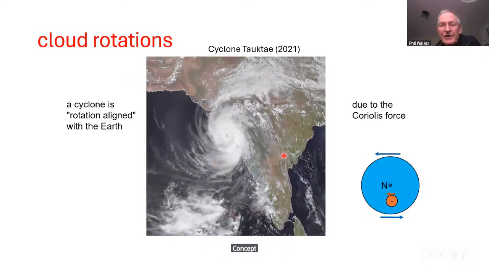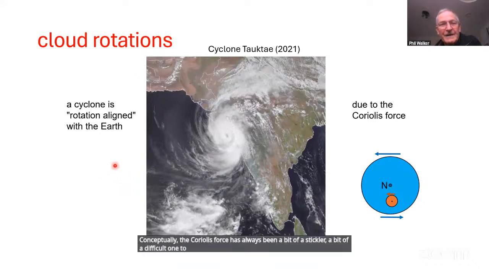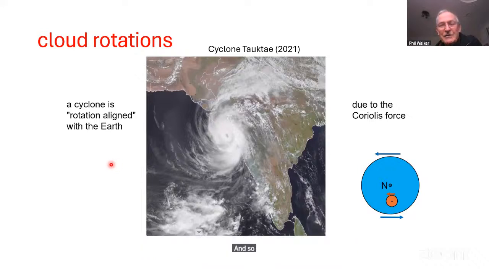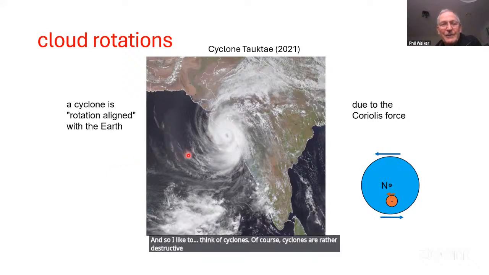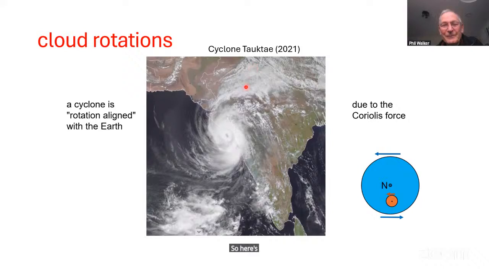Conceptually, the Coriolis force has always been a bit of a stickler, a bit of a difficult one to get your head around. And so I like to think of cyclones. Of course, cyclones are rather destructive objects on the Earth, but we're more familiar with cyclones than we are with rotating nuclei. So here's a picture of a cyclone that was in 2021 over northwest India.